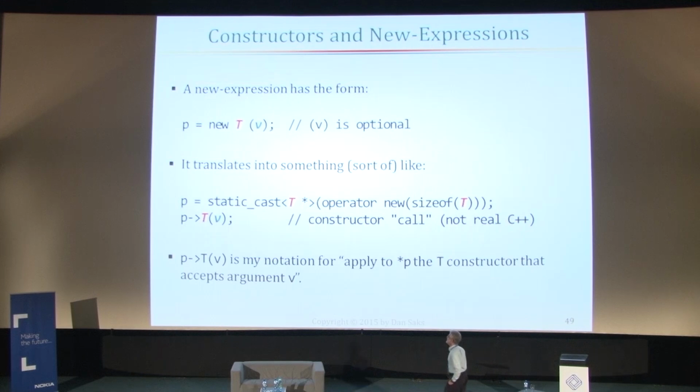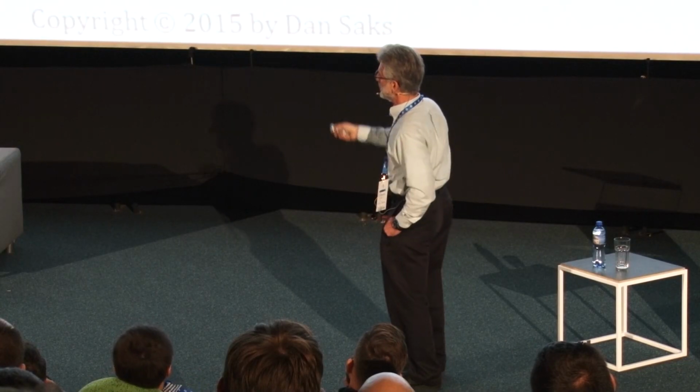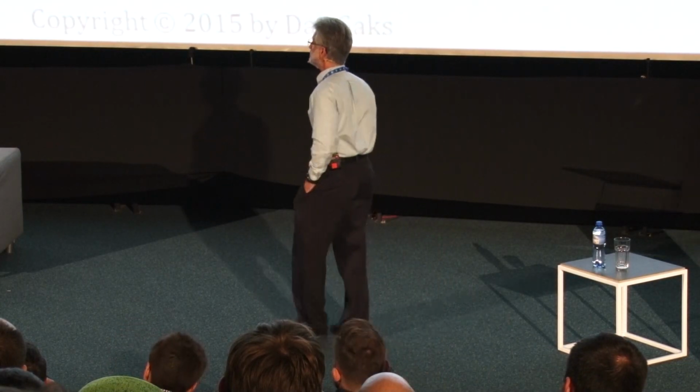Next. And so writing a new expression like that, new T parenthesis V, says make me a new object of type T allocated from the free store and initialize it passing that V as the argument to the constructor. Now, this translates into really a two-step process here. The first one being allocate the storage, the second one being call a constructor. Now that notation right there is not real C++. It's my make-believe placeholder for invoke the constructor on the object pointed to by P, passing it the argument V. The compiler does that for you.